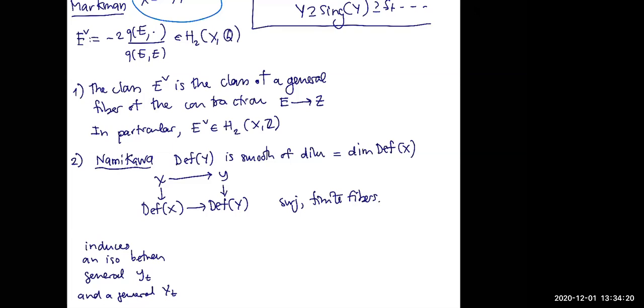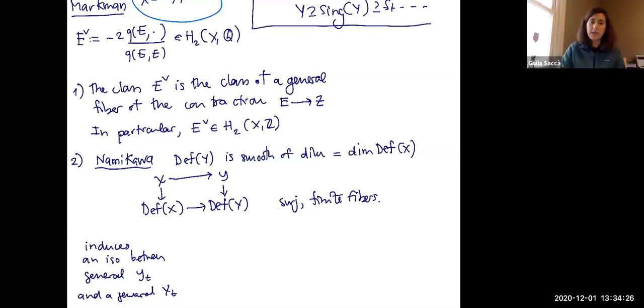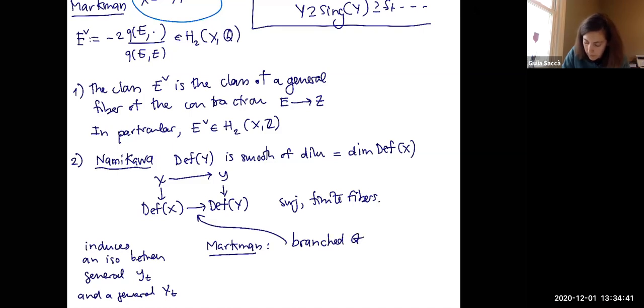Yeah. In this kind of conical case, that map is a quotient by a group, but in general, it's not a quotient. Yeah, so in fact, I was going to say this. This is coming next, exactly. And so this is where Markman... This is a branched Galois cover. Is this what you're asking?